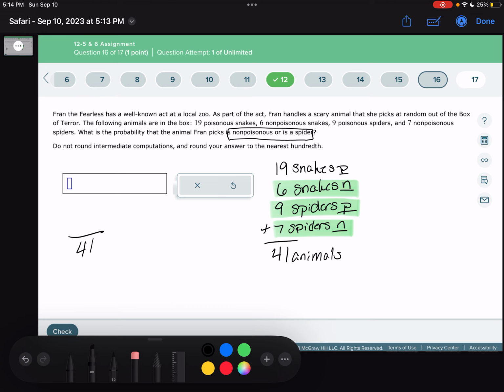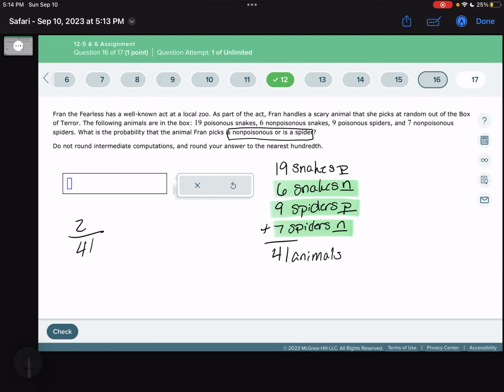6 plus 9 plus 7, and that is 22. I don't want that. There we go. We can't simplify that, but it's asking for the nearest hundredth anyways, so I'm going to do 22 divided by 41, and that gives me 0.5365. This is the 10th, this is the 100th, the number after it is greater than 5, so I need to round up, so I'd have 0.54. That would be my final answer.